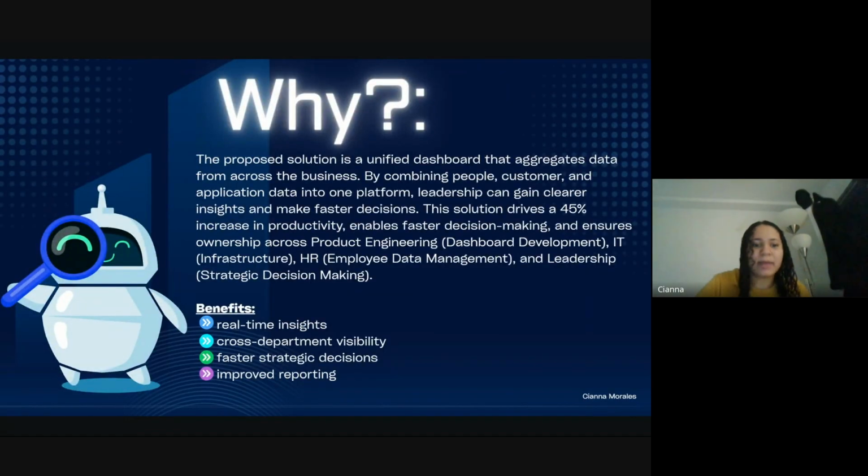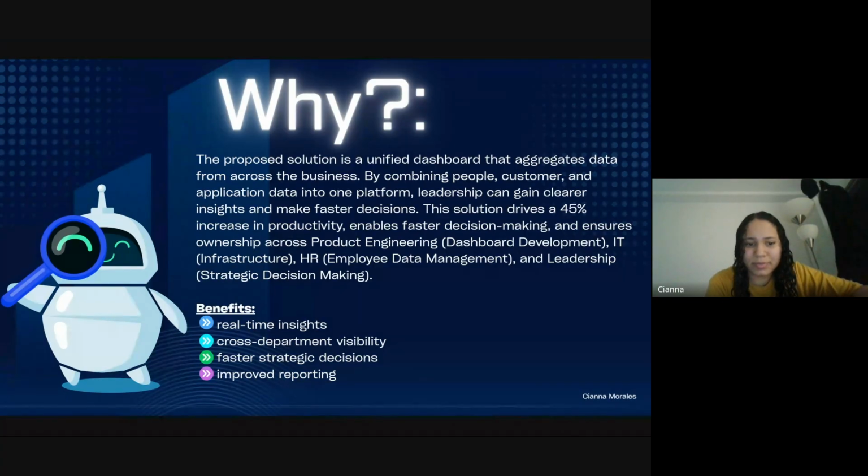Now, here's the why. My solution unifies dashboards that aggregate data from across all businesses. It combines people, customer, and application data into just one platform. Leadership can gain clear insights and make faster decisions based on this data. And this solution drives a 45% increase in productivity and enables faster decision making and ensures ownership across all of the different departments. The product engineering department will help with dashboard development.